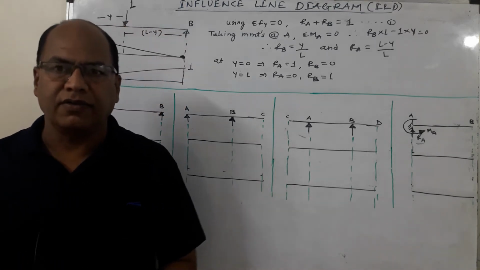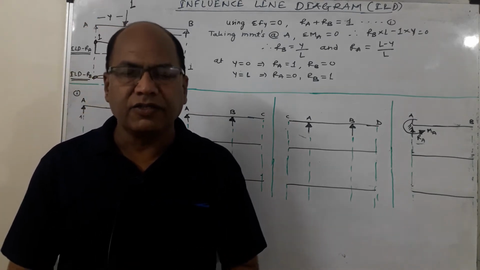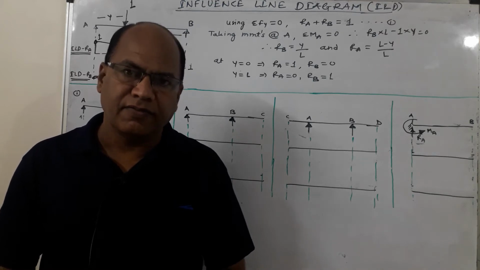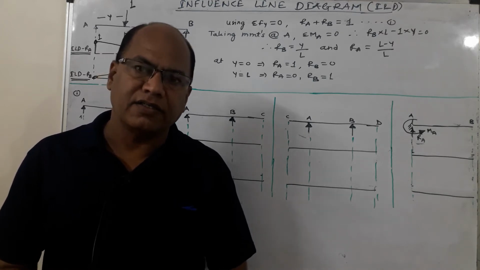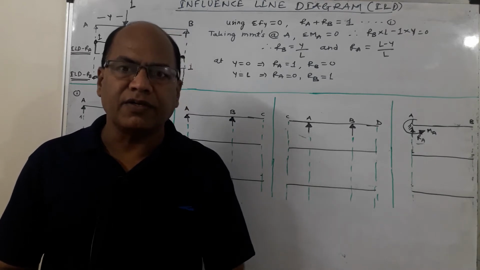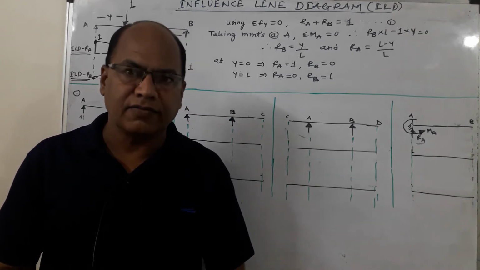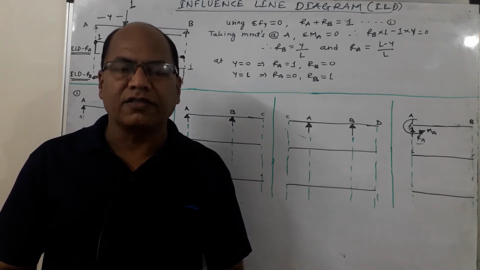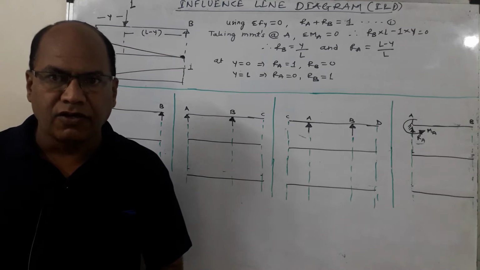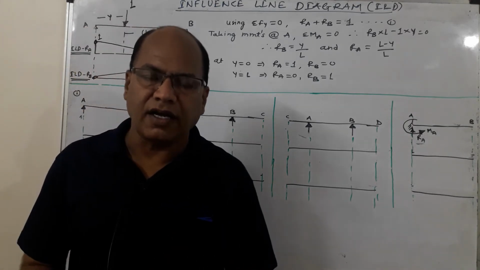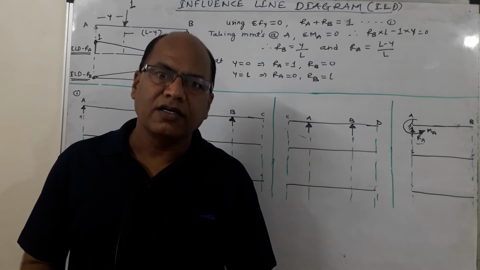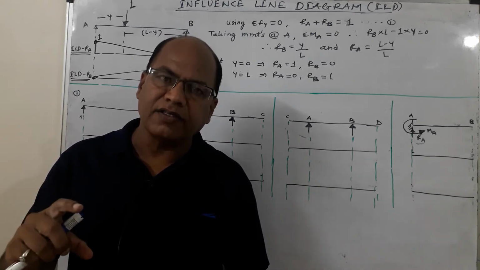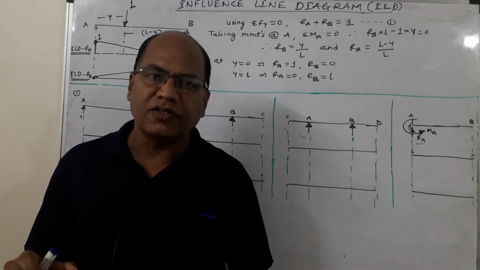Influence line diagram is a graph which is plotted considering the span of the structure as the base and the variable functions such as shear force, bending moment, etc. as the ordinates against the position of the load as the abscissa. So while drawing the influence line diagram, we are going to consider the span of the structure as the base, the variable functions as the ordinate, and the load position as the abscissa.